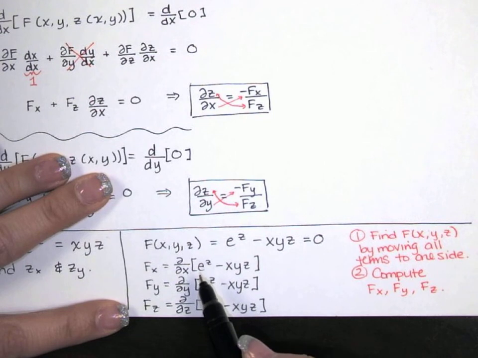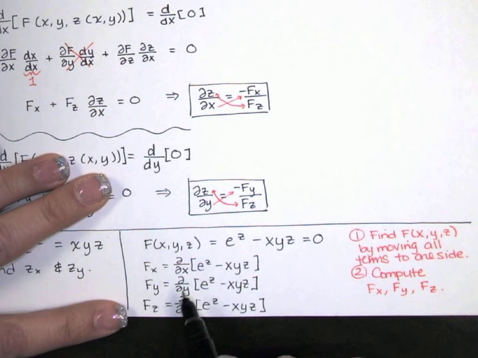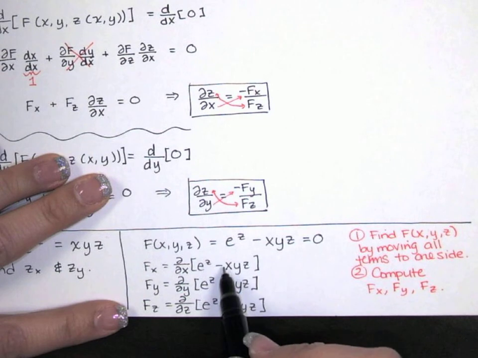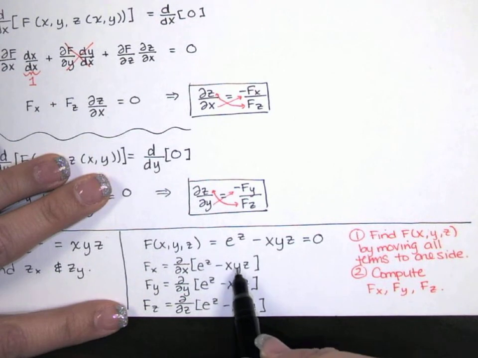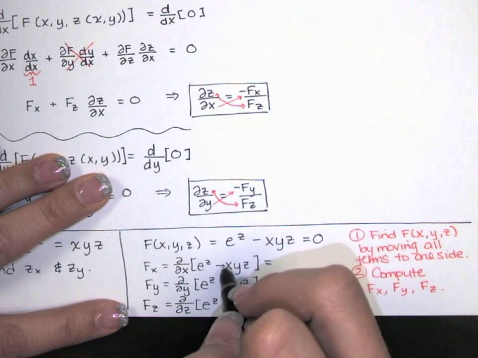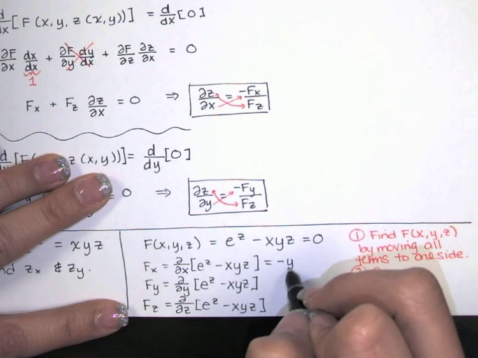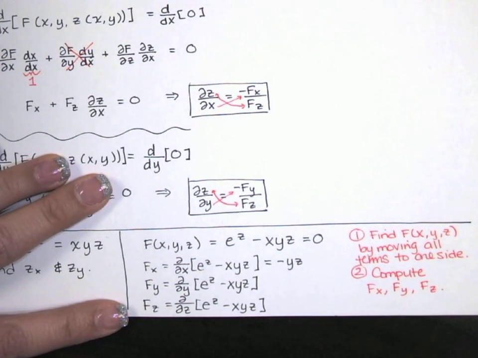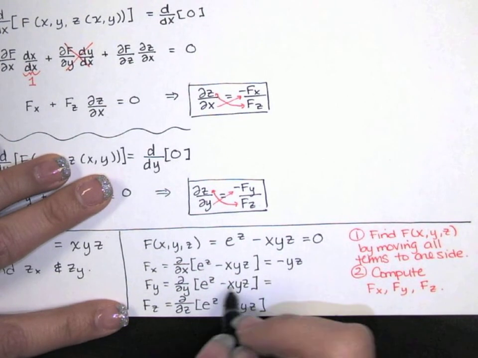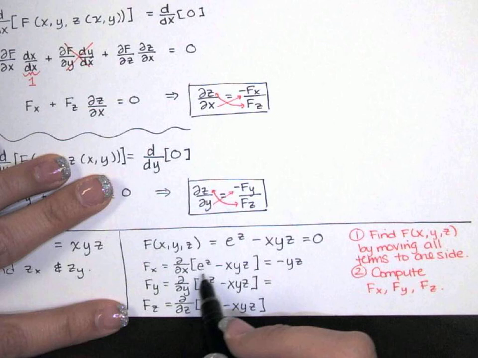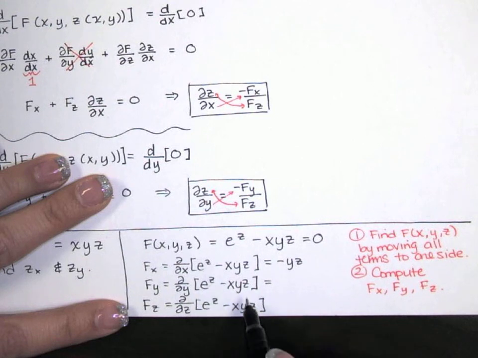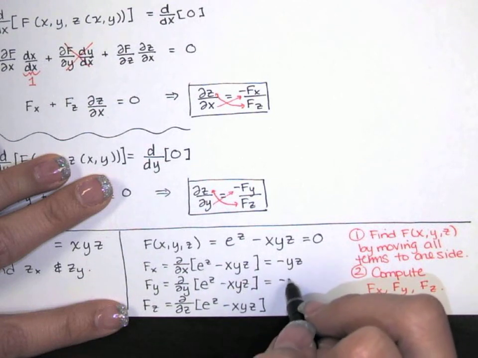The derivative of e to the z with respect to x, treating y and z as constants, is 0. And then the derivative over here is just the derivative of a constant times x. The derivative of a constant times x is just our constant. The constant is negative yz. Now over here, there are no y's in this, so its derivative is 0. This is the derivative of a constant times y. The derivative of a constant times y is just the constant.